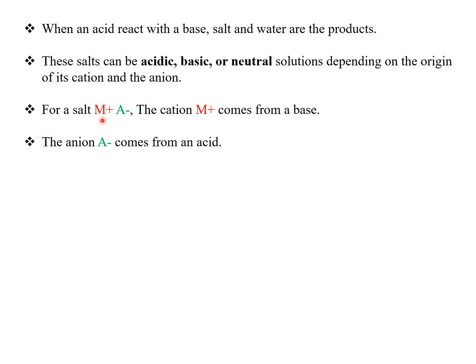Now the salt general formula is M plus A minus. The cation part always comes from a base, and the A minus is the anion part coming from the acid. That's how the salt is formed. Let's take an example: sulfuric acid, H2SO4, combined with the base magnesium hydroxide. Acid plus base forms a salt, magnesium sulfate.